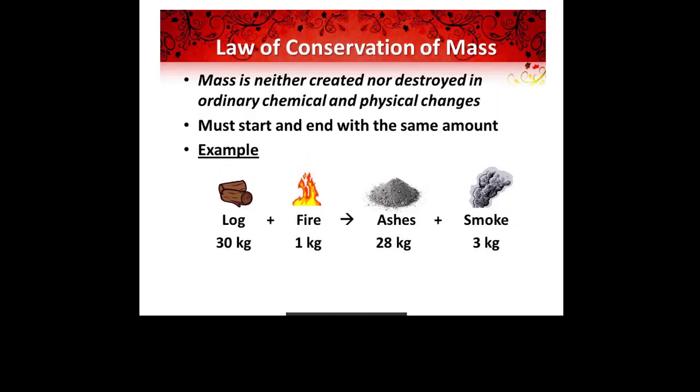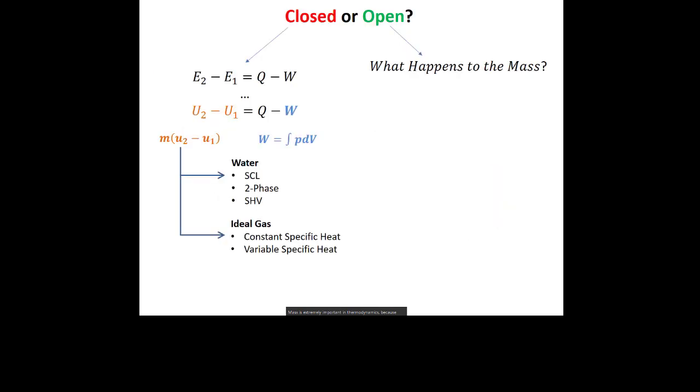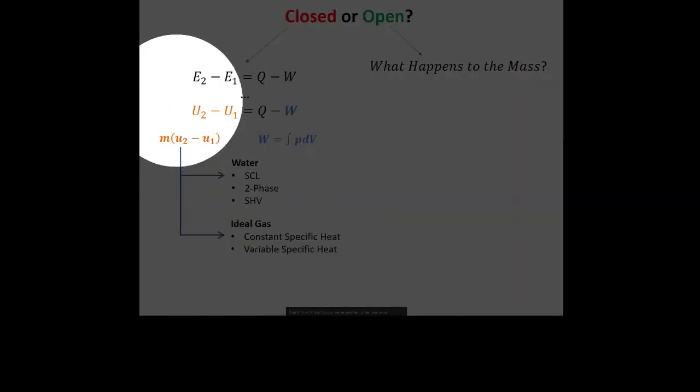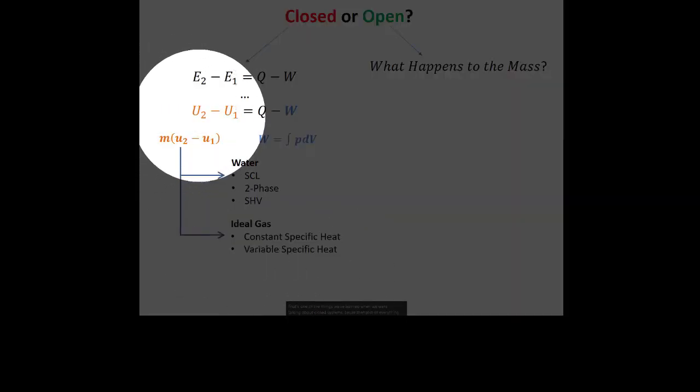So we've been talking about conservation of mass. Conservation of mass is extremely important in thermodynamics because we know that mass carries energy with it, right? That's one of the things we've learned when we were talking about closed systems, because that's sort of everything we were learning on the left-hand side of this equation here.